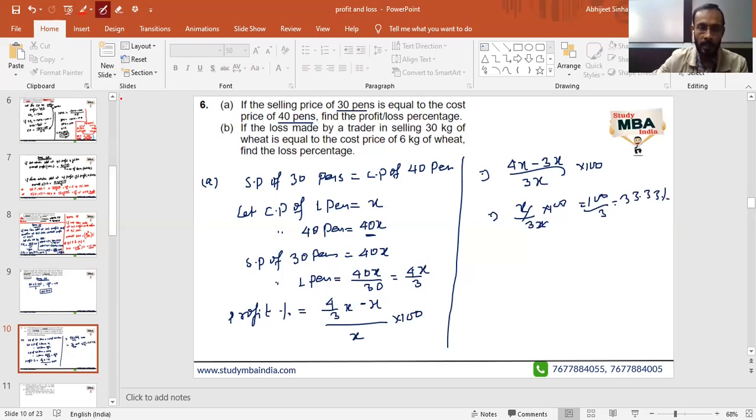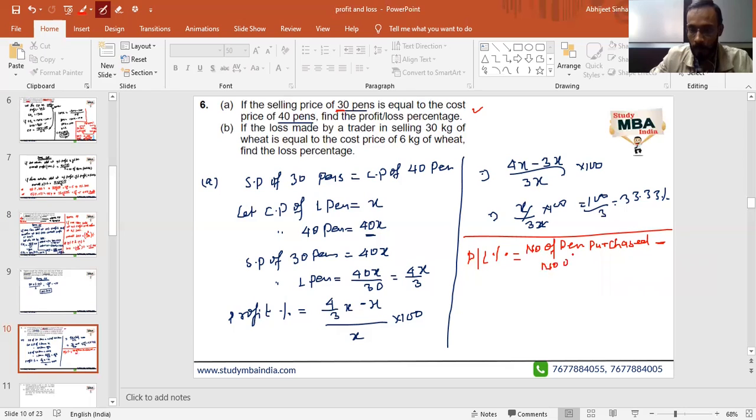Now this question can be solved in one line, and what is that? Whether there will be a profit or loss percent, that will again depend on the sign, whether it is positive or negative. So how we'll do that for this type of questions: number of pens purchased minus number of pens sold, divided by number of pens sold, and then this in whole bracket, for percentage we are multiplying it with 100, right?